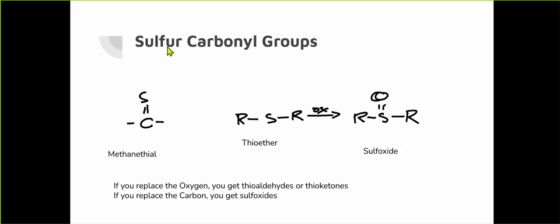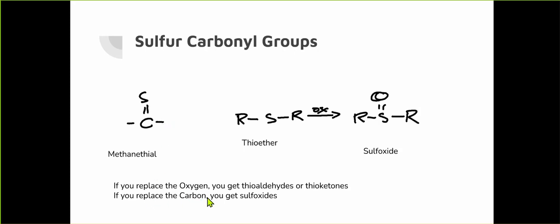You can have sulfur carbonyl groups, so you've got a double bond S instead of a double bond O, and these are called thials. And if you replace the oxygen, like you have here, then it's either going to be a thioaldehyde or a thioketone, depending on whether these are hydrogens or not. If these are both carbons, then this is going to be a thioketone. If one of these is a hydrogen, then it's going to be a thioaldehyde.